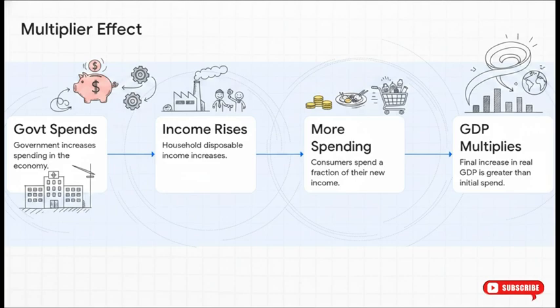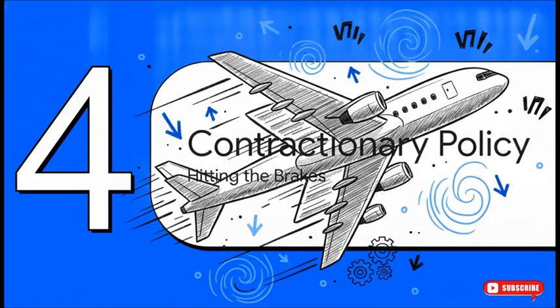Then, those local restaurant owners earn more income, which they, in turn, take and spend somewhere else in the community. Because of this cascading, ongoing chain of consumption, the final total increase in the country's real GDP ends up being far, far greater than the initial amount the government spent to build a hospital. It literally multiplies.